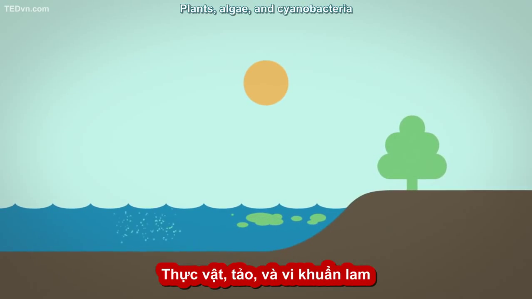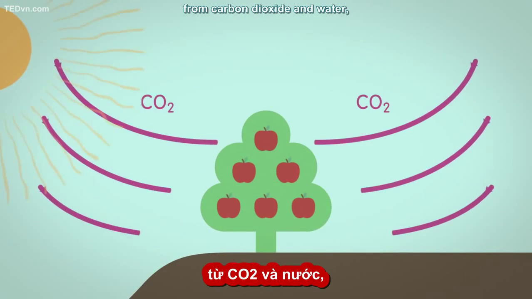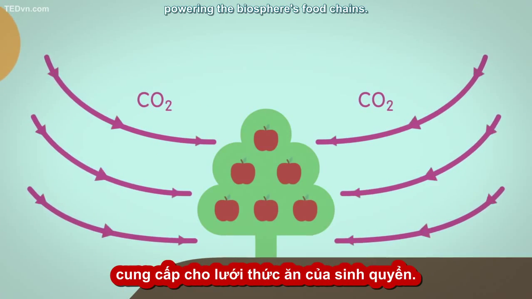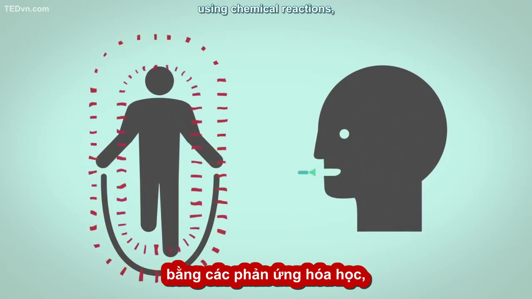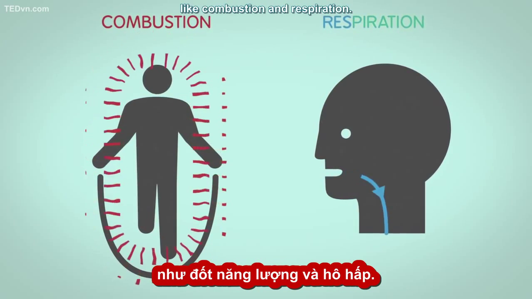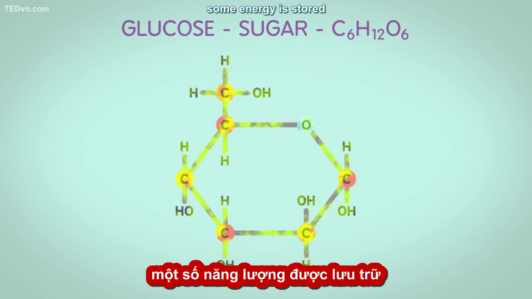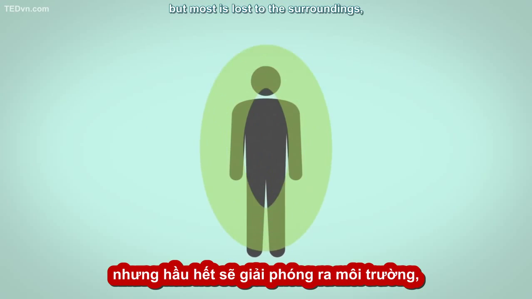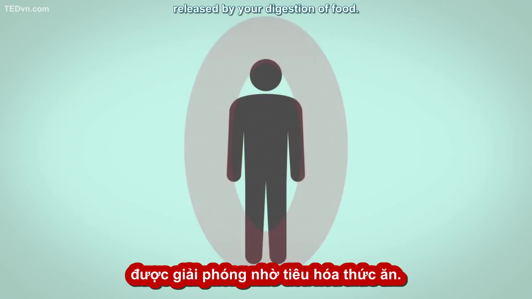Plants, algae, and cyanobacteria use sunlight to produce organic matter from carbon dioxide and water, powering the biosphere's food chains. We release this food energy using chemical reactions, like combustion and respiration. At each level in a food chain, some energy is stored in newly made chemical structures, but most is lost to the surroundings as heat, like your body heat, released by your digestion of food.